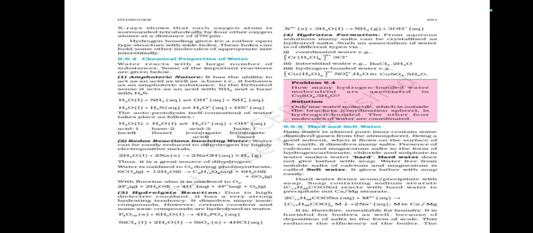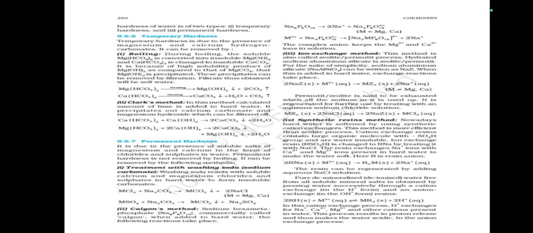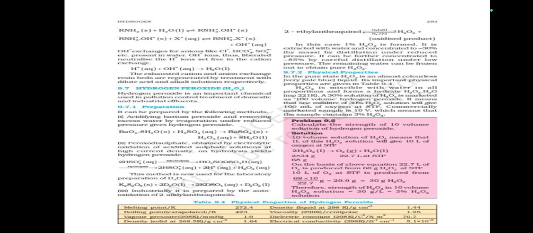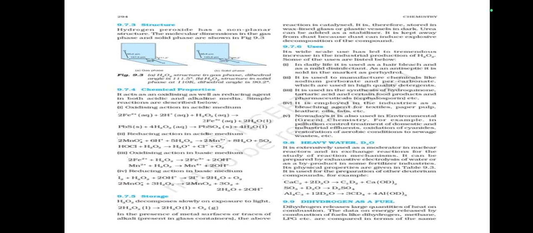Chemical properties of water: amphoteric nature, redox reactions involving water, hydrolysis reaction, hydrate formation. Hard and soft water: temporary hardness, permanent hardness. Temporary hardness: boiling, Clark's method. Permanent hardness: treatment with washing soda, sodium carbonate, Calgon's method, ion exchange method, synthetic resins method. Hydrogen peroxide: preparation, physical properties, chemical properties, structure, storage, uses. Heavy water D2O. Dihydrogen as a fuel.